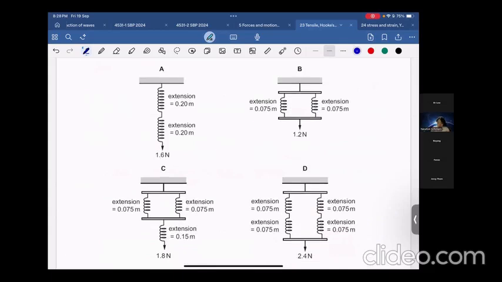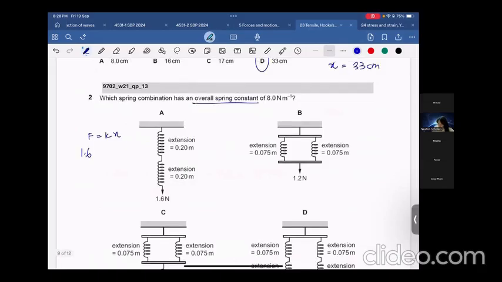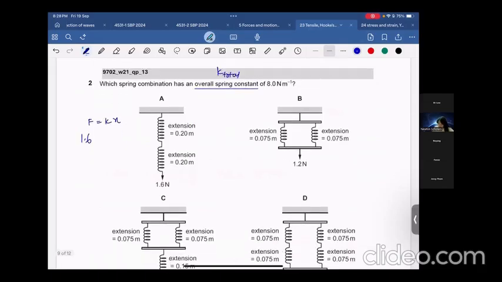Okay, how do we get C, dear? F equals to Kx. So this is 1.6. They're asking you for the overall spring constant, so we want K total. Total force is 1.6. Total spring constant, we don't know. This is what we are going to calculate. Total extension, 0.4. So K is 4 Newton per meter.